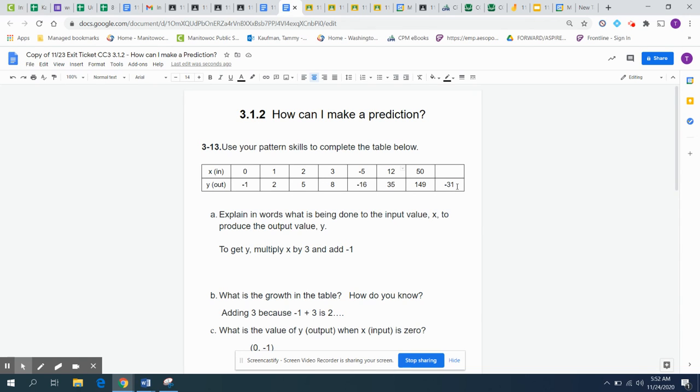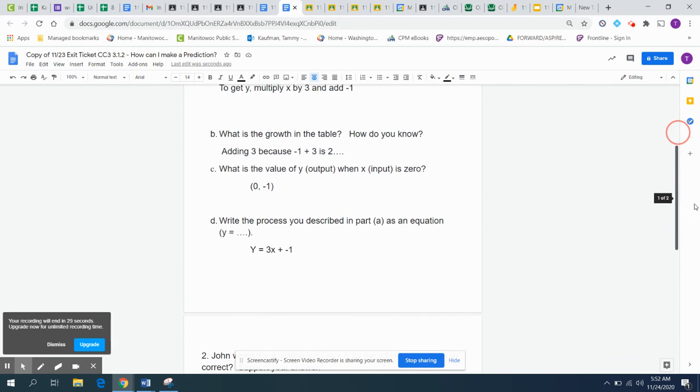Now the same thing with this one. I had to subtract 1 and I get -31. So if I go backwards, I'd have to add 1. What would I multiply by 3 to get -30? Well, let's try -10. You can guess and check as well. -10 times 3 is -30, minus 1 is -31. So that would be the entries in my table.